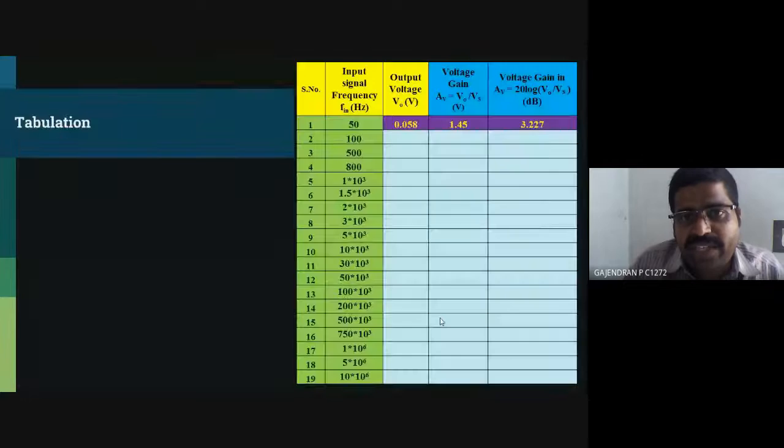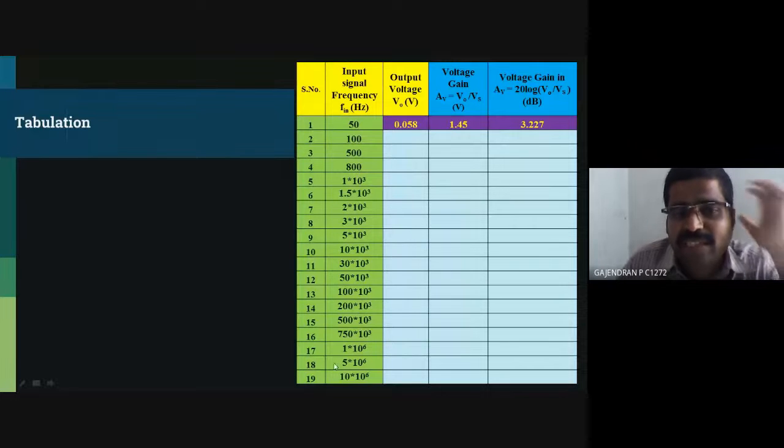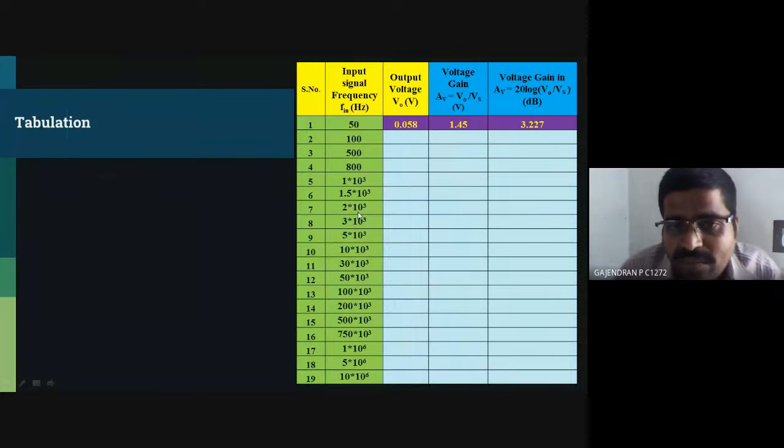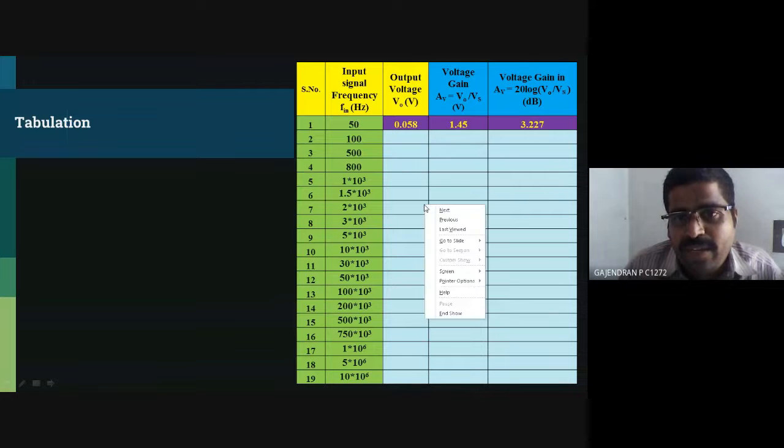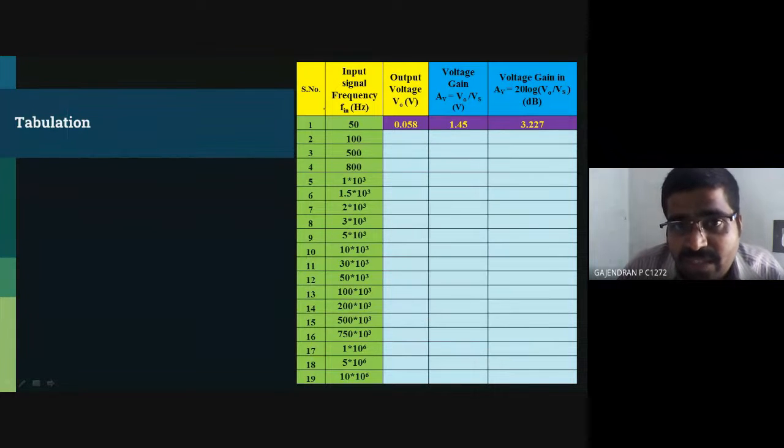That we will show in the next slide. Take a screenshot of the table. This frequency column is fixed. We have given the frequency values: 50 hertz, 100 hertz, 500, 800, 1 kilohertz, 1.5 kilohertz, 2 kilohertz, 3 kilohertz, 5, 10, 30, 50, 100, 200, 500, 750. These are all kilohertz.